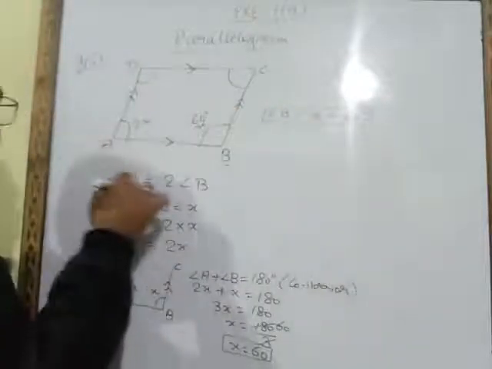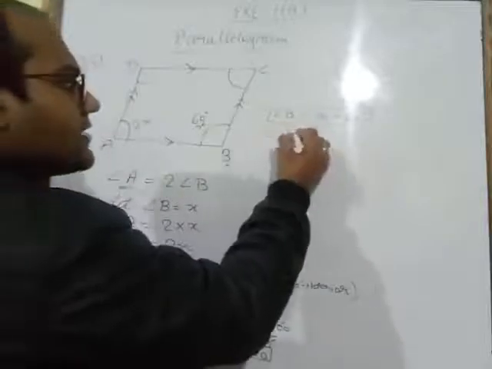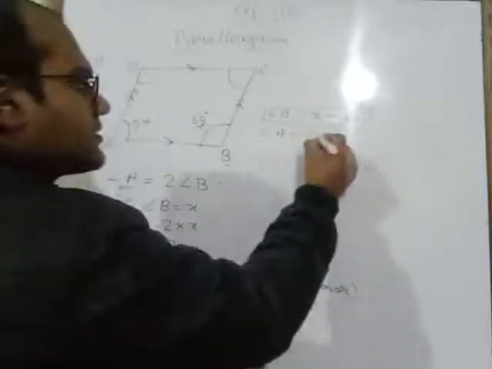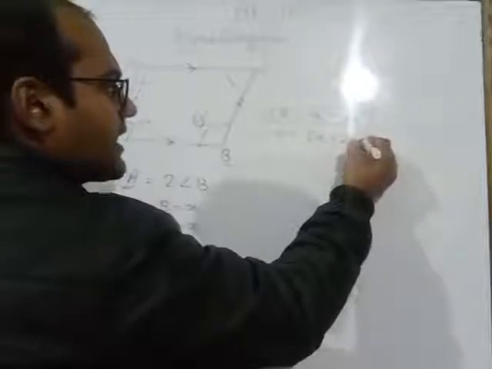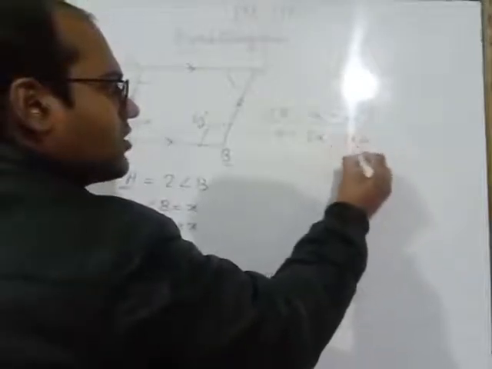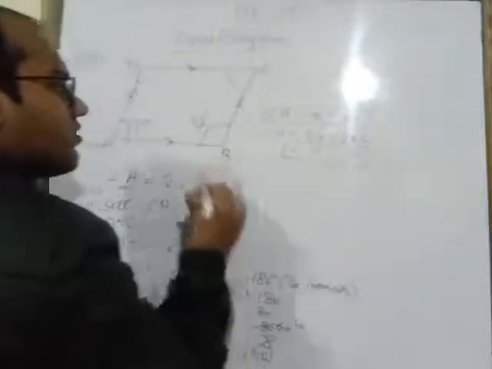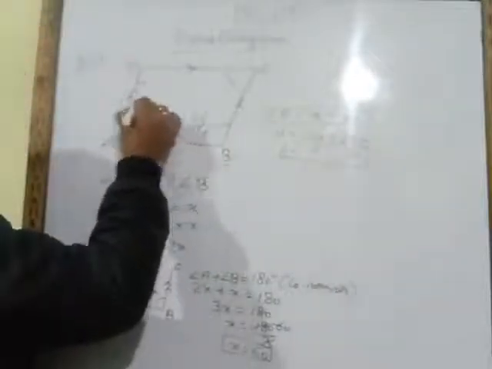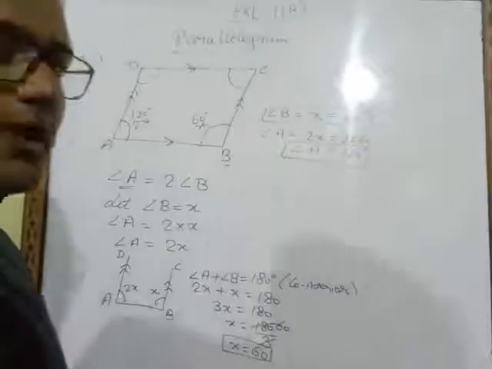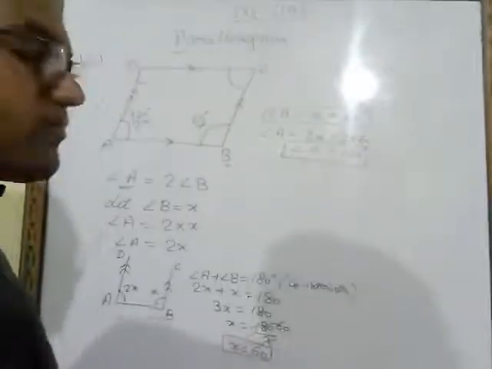Now we will find the answer of angle A. Angle A is 2X. That means 2 multiplied by X value, which is 60. On solving it we will get angle A answer is 120. So here we will write 120 degree. Now we are having 2 angles here. We have to find all the 4 angles.